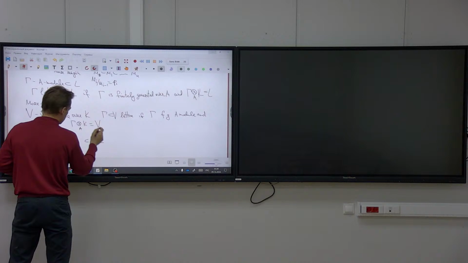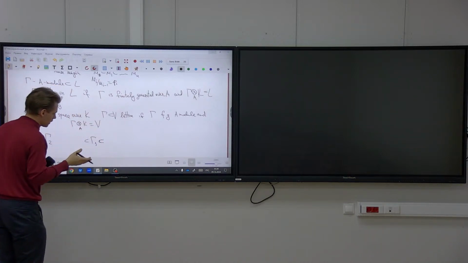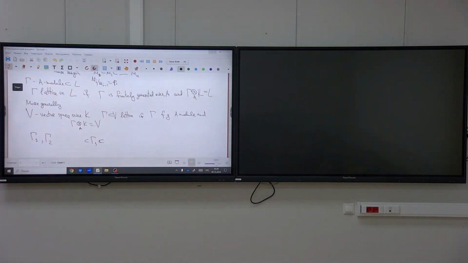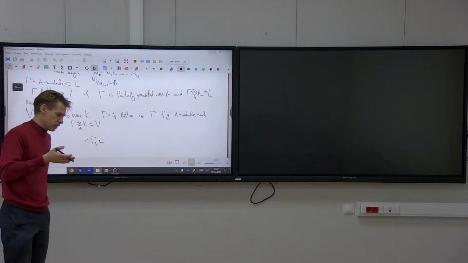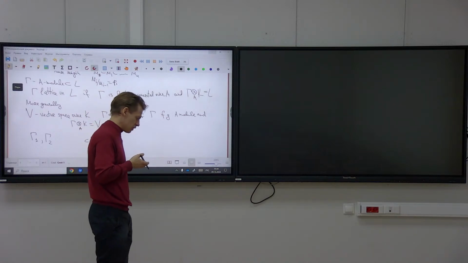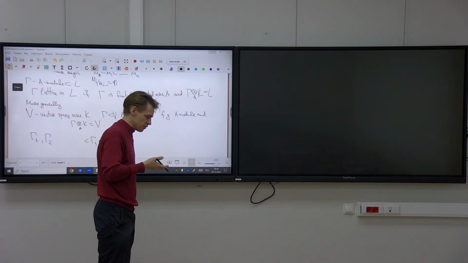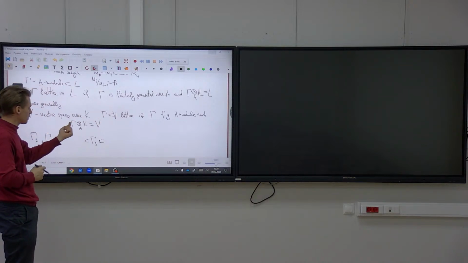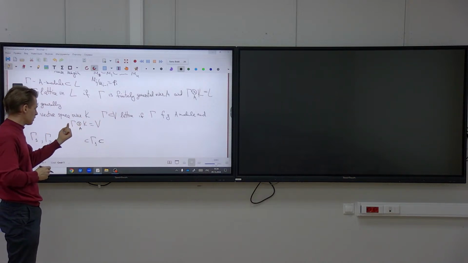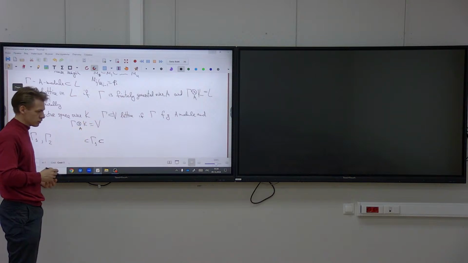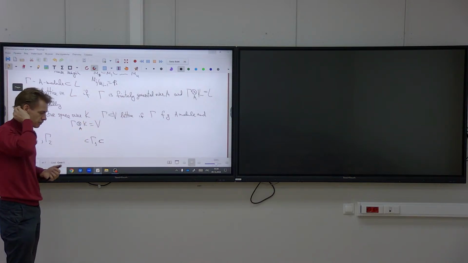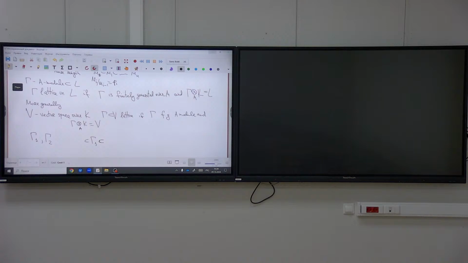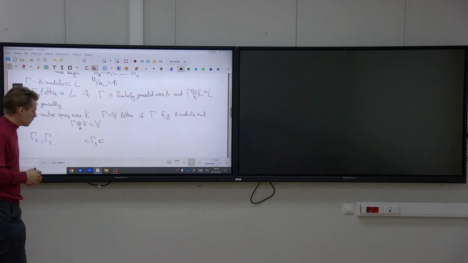Yeah? So I mean the problem is that the gamma in for modules over Z. Yeah, so the modules of maximal rank, so such that gamma tensor Q is equal to the whole space. Yeah, so it is free. Yeah, so a submodule of a free module is free.